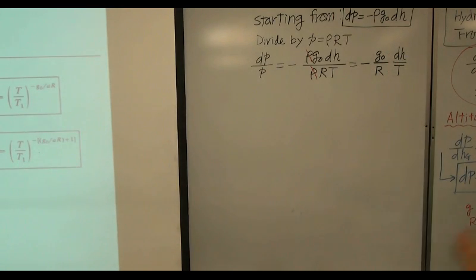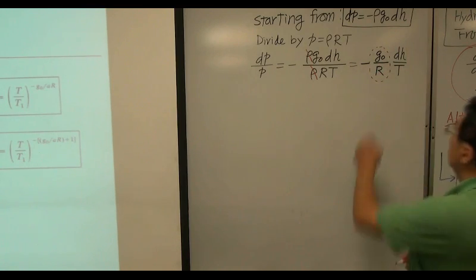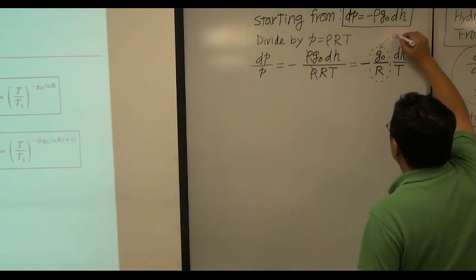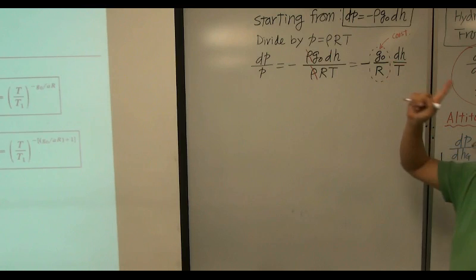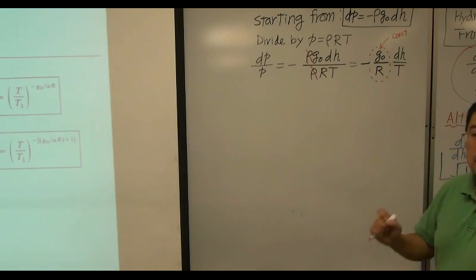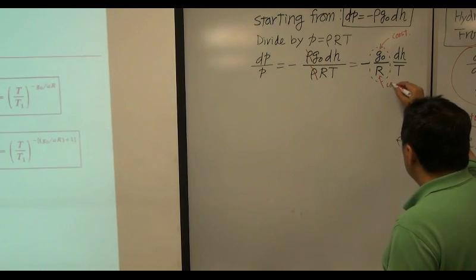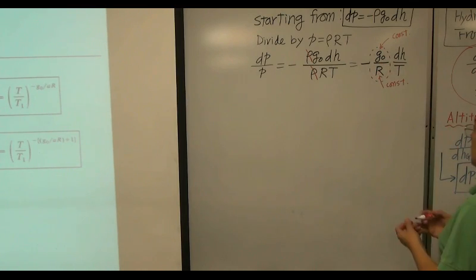One thing quite significant. This G0 is a standard sea level value. This is constant. G0 is equal to either 9.8 meters per second squared or 32.2 feet per second squared. This is just constant, so R is also constant. So G0 divided by R is a constant.